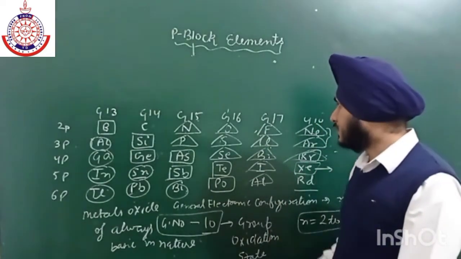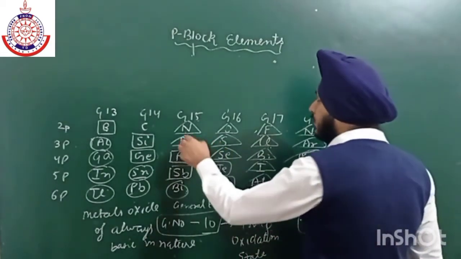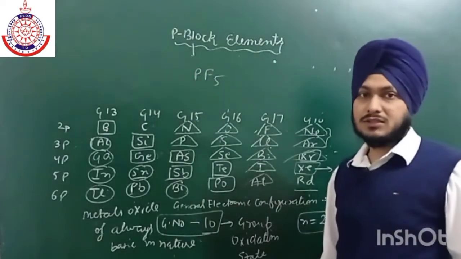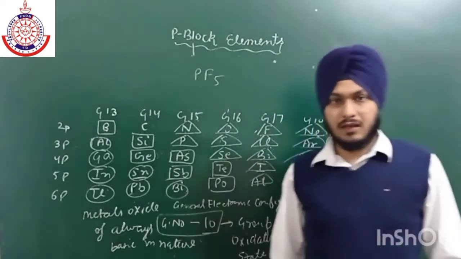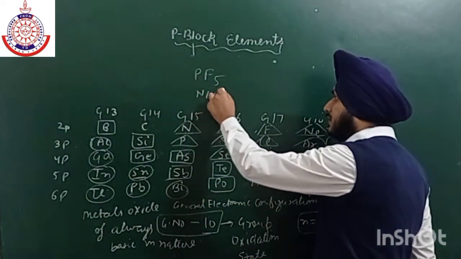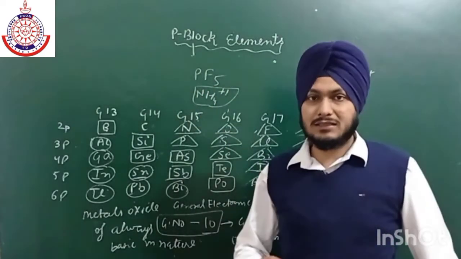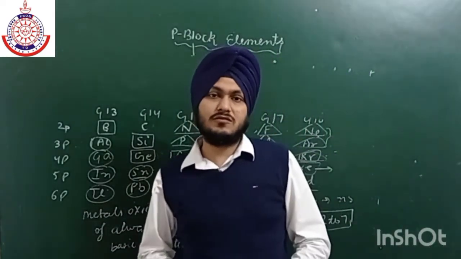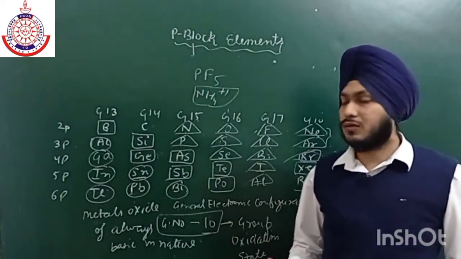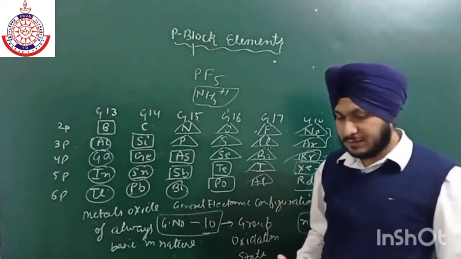Like if we talk about phosphorus, phosphorus can easily form PF5, but nitrogen is not able to form PF5. Nitrogen can easily form NH4+ only, as a cation. So they have a maximum covalency of 4. They are not able to show covalency above 4. So this is the main difference.